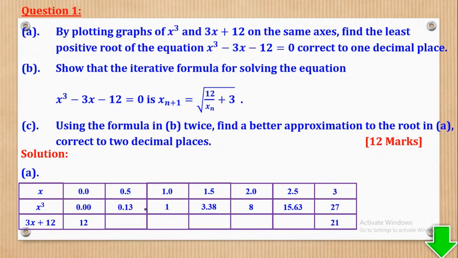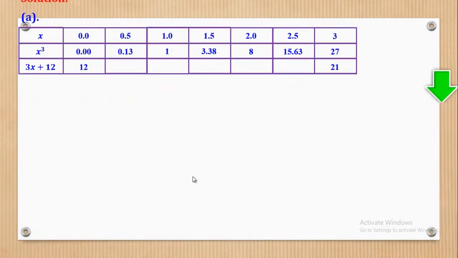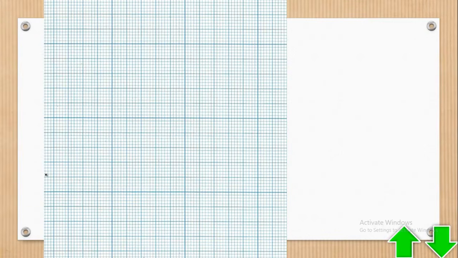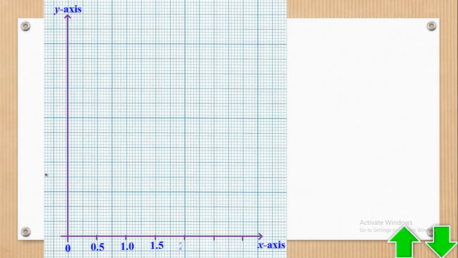So we are going now to plot these points. The first thing we need is a graph paper. Then next we have to draw the axes, x-axis and the y-axis, and label them. Then we have to get the scale for the horizontal axis. After that, we have to get the scale for the vertical axis.